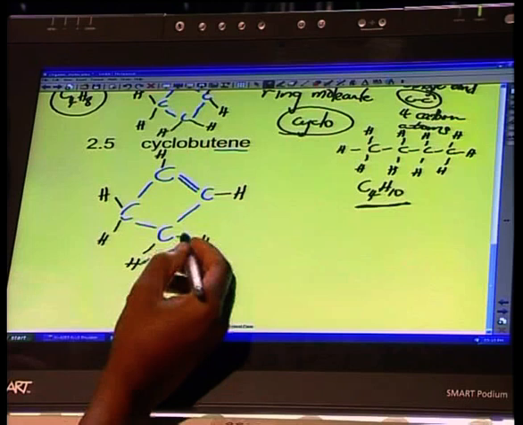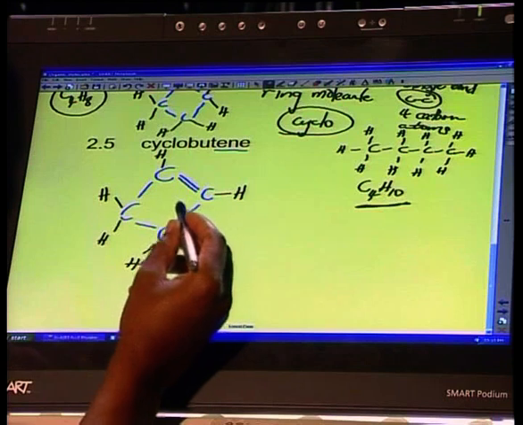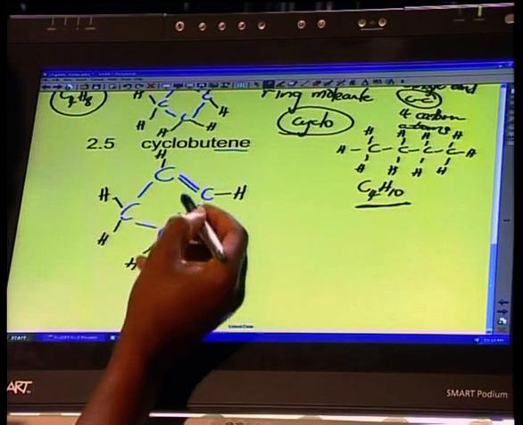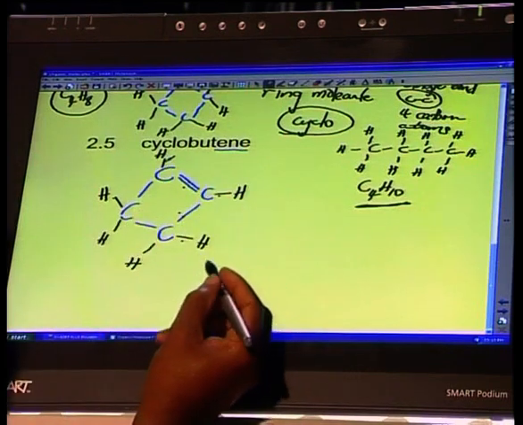Why? Because we're making sure that each carbon atom has 4 bonds around itself. 1, 2, 3, 4, 1, 2, 3, 4, 1, 2, 3, 4, 1, 2, 3, 4 for each of the carbon atoms. And that is how we can move from given names and come up with structural formulas.